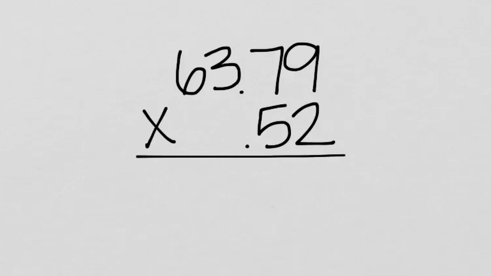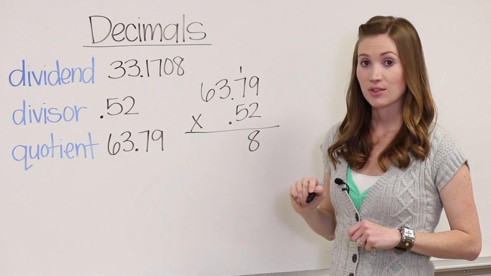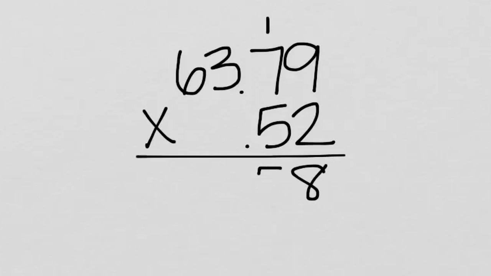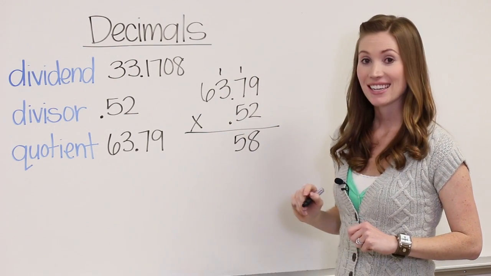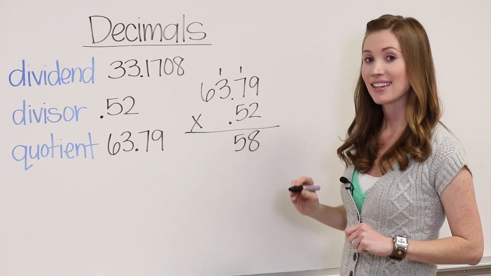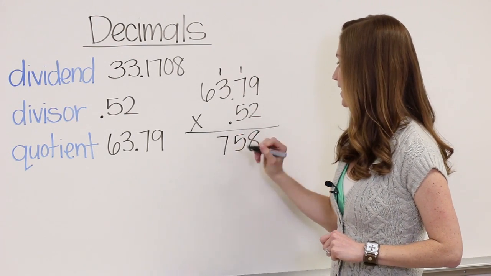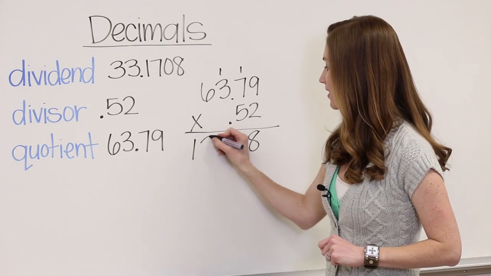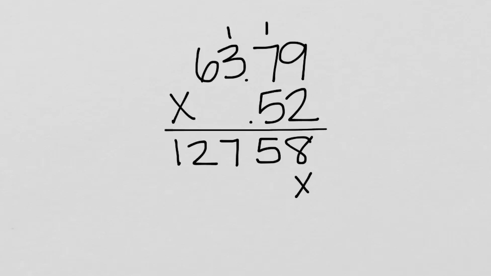2 times 9 is 18. Write the 8, carry the 1. 2 times 7 is 14. Plus 1 is 15. Write the 5, carry the 1. 2 times 3 is 6. Plus 1 is 7. 2 times 6 is 12. Let's write our placeholder and continue multiplying.